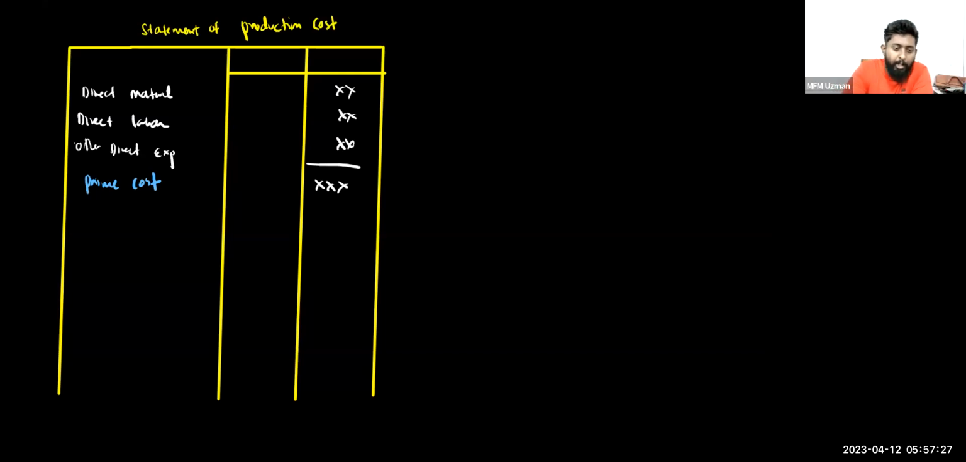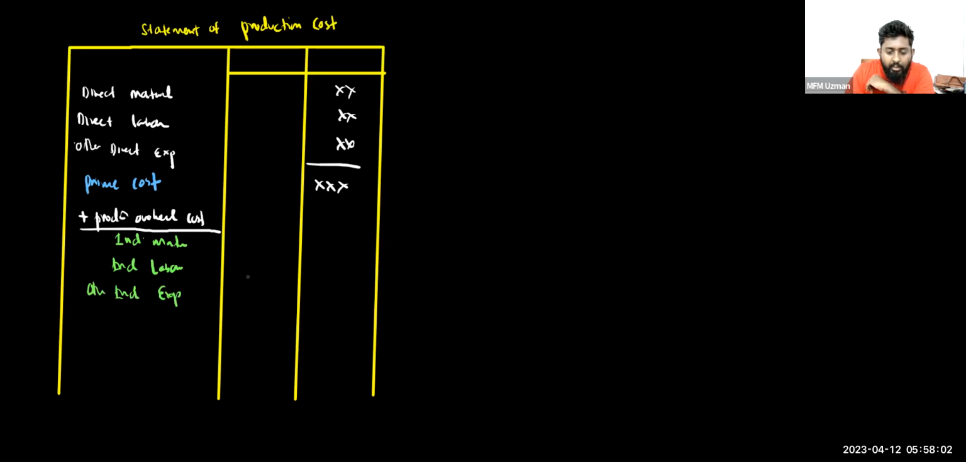Right, so we get the prime cost. And then, guys, we have to add what? We call it production overhead cost. So what are the production overhead costs, guys? We have the indirect material, we have the indirect labor, and we have other indirect expenses.